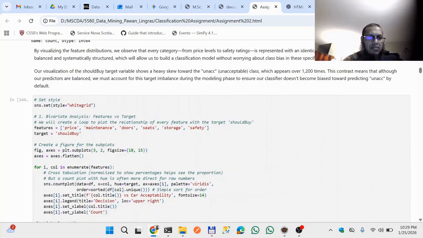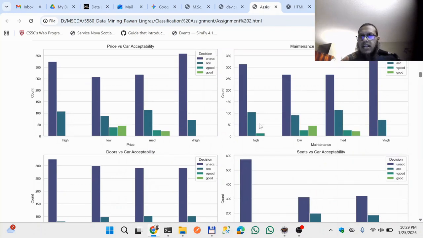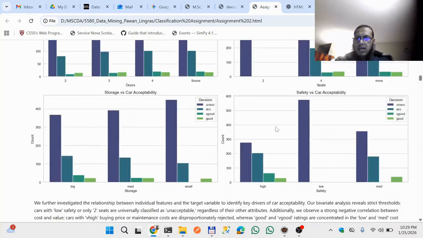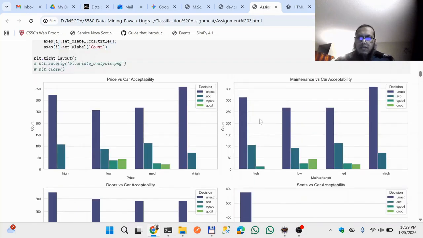After that, we have run bivariate analysis for the 6 feature variables with car acceptability. We have found here 2 seats and low safety data is classified as unacceptable, and very high price and very high maintenance cost are heavily classified as unacceptable, and data are heavily concentrated on low and medium price and maintenance cost.